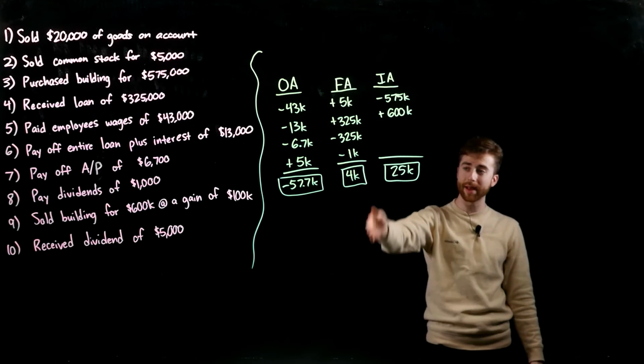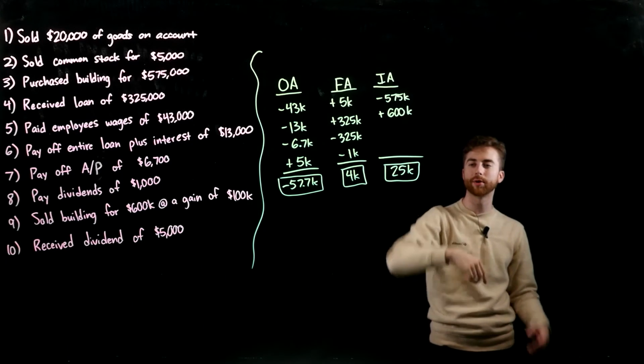So at that point, you just sum everything up for each of the columns, you get your net cash inflow or outflow, and you're good to go.